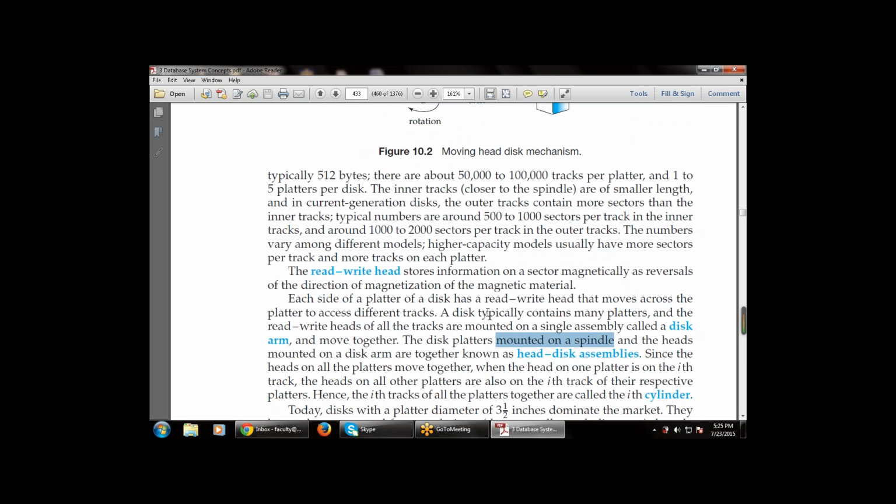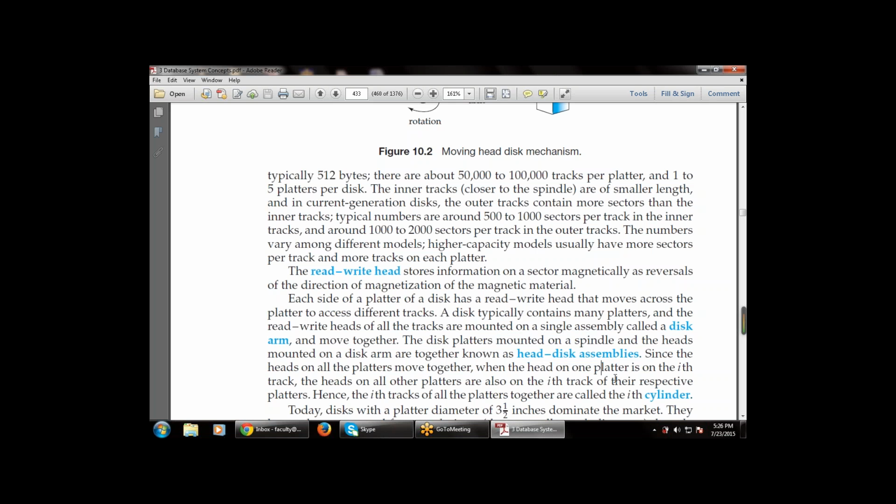The disk platters mounted on a spindle and the heads mounted on disk arms are together known as the head disk assemblies. Since the heads on all the platters move together, when a head on one platter is on the ith track, the heads on all other platters are also on the ith track of their respective platters. Hence the ith tracks of all the platters together are known as the ith cylinder.